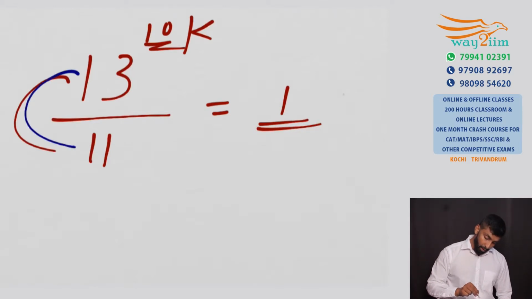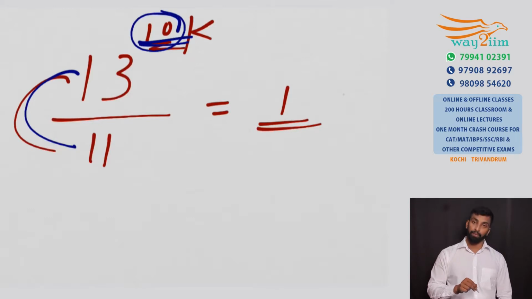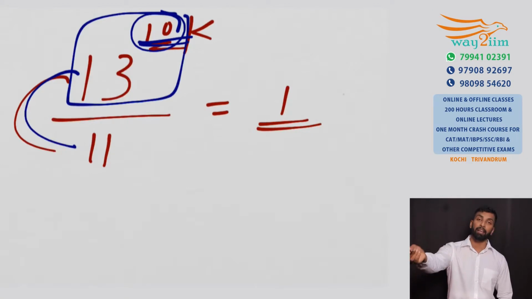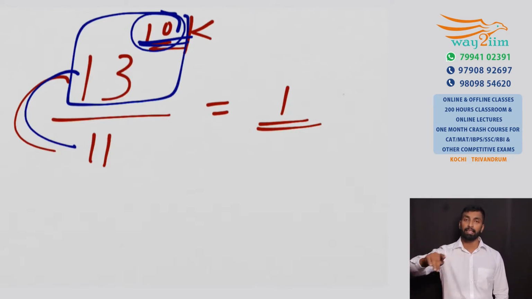Because these two are coprime, and 10 is Euler's number, multiples means I am just going to write 13 raised to 10 that many times. In each case I get remainder 1, so I'll land up with 1. Now, how can you make a difficult question here?